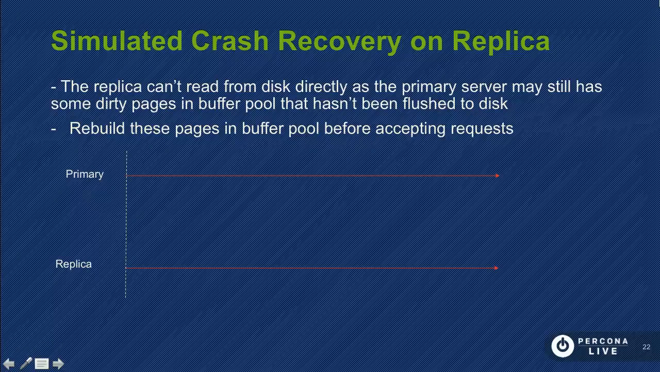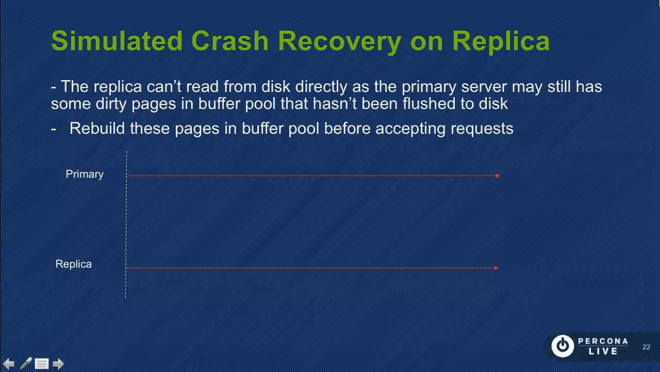While starting a replica on the fly, the primary server may still have some dirty pages in the buffer pool that haven't been flushed to disk. But as I introduced before, we can't access the disk directly because we may access a broken B-tree. So we need to rebuild these pages in the buffer pool of the replica, and only after that can we accept requests from user clients.